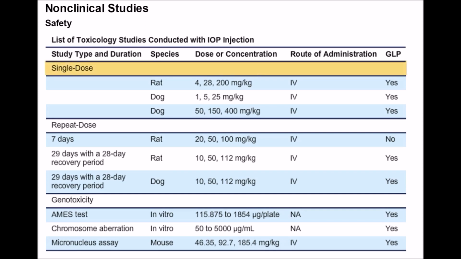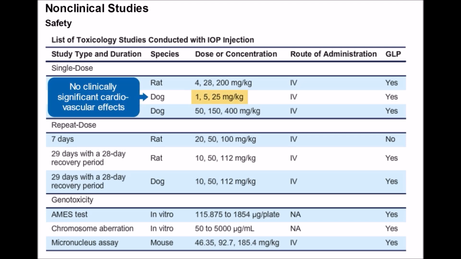Single-dose toxicity studies found a no observed adverse effect level of 28 milligrams per kilogram in the rat and a maximum tolerated dose of 400 milligrams per kilogram in the dog. Cardiovascular safety studies in dogs showed no clinically significant changes with IOP injection up to 25 milligrams per kilogram.